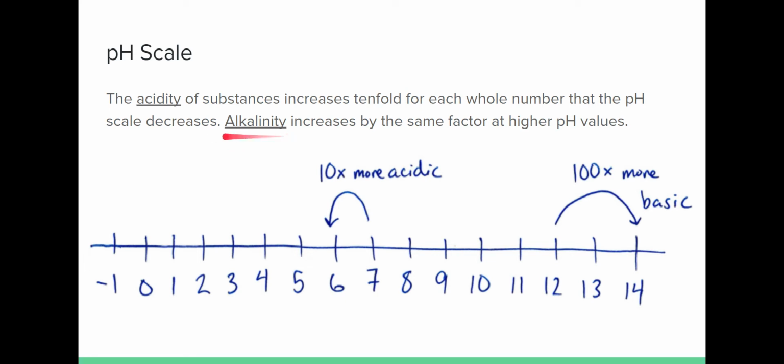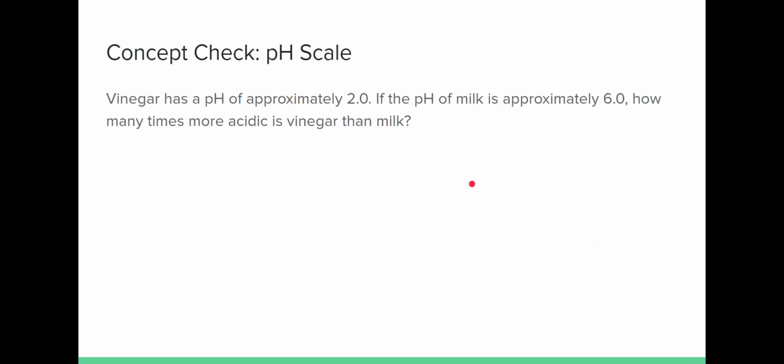Alkalinity, or basicity, the degree to which something is a base, also scales up by that factor. So if I'm comparing two things that have different pHs, I have something that's at a pH of 12 and something else that's at a pH of 14. Since I know that this substance that's at a pH of 14 is 2 spots higher on the pH scale, this substance would have to be 100 times more basic than this substance that is at pH 12.